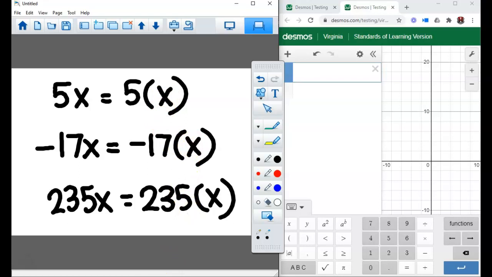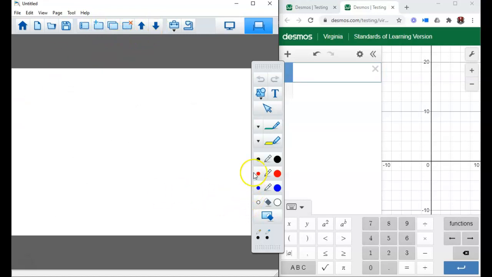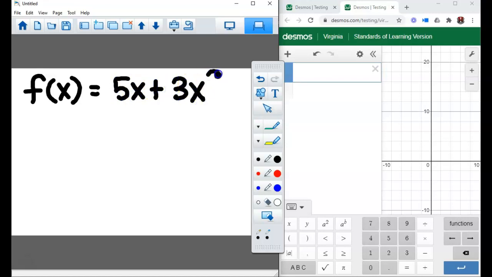So let me do about 3 examples with you here to get you going again on this. And we'll go from there. All right, so I'm going to give you today, just like I did yesterday, a function rule. So f of x is equal to 5x plus 3x squared. And I need to tell you what I'm going to ask you to do. I'm going to ask you to find f of negative 4.